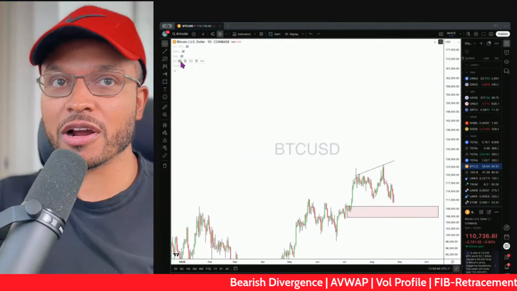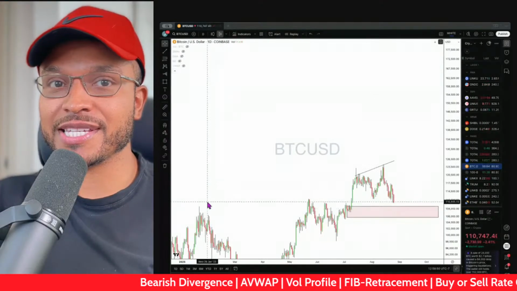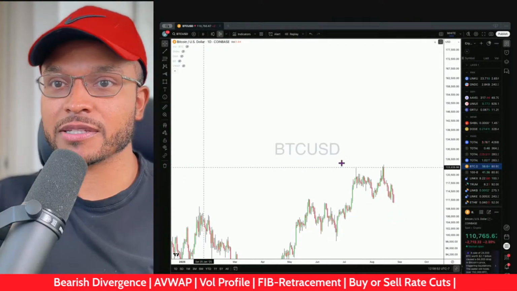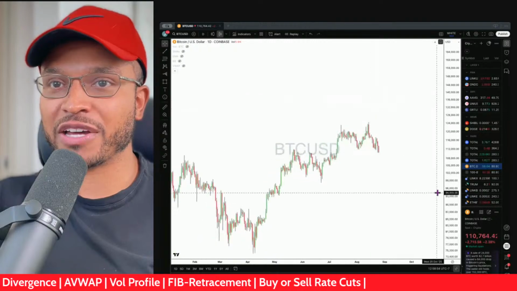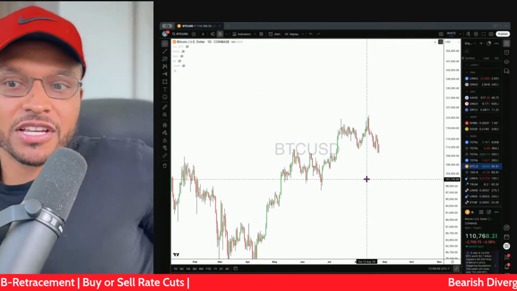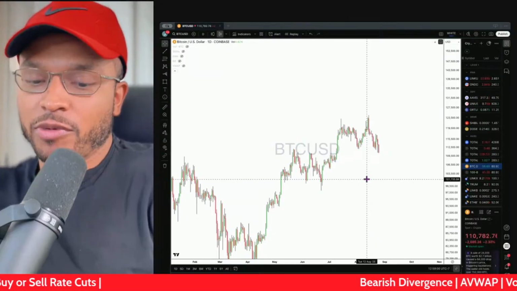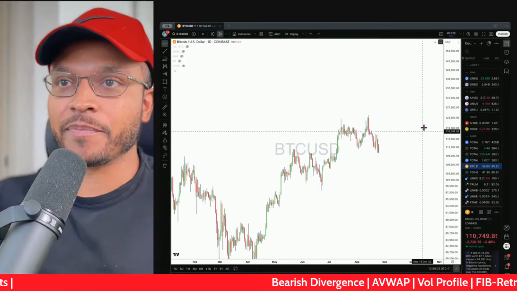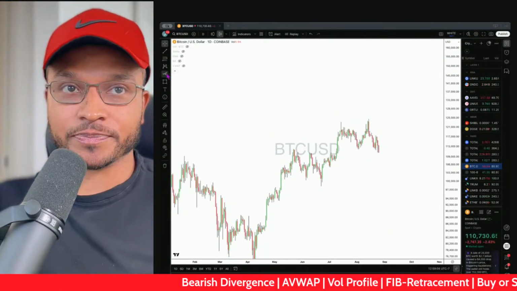Now let's use our retracements to see what that might actually look like. Let's look at our key levels. How do we find those key levels? We know the signal tells us we have a bearish divergence setup. We have a correction, a pullback setup. Now the question is, where are those levels?